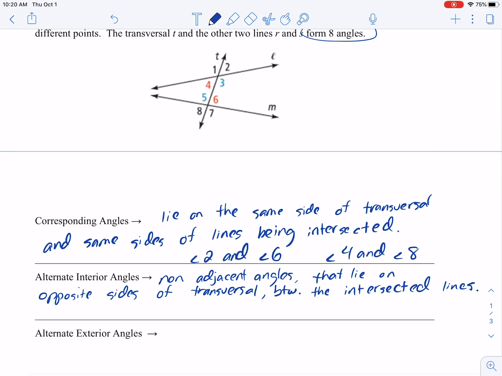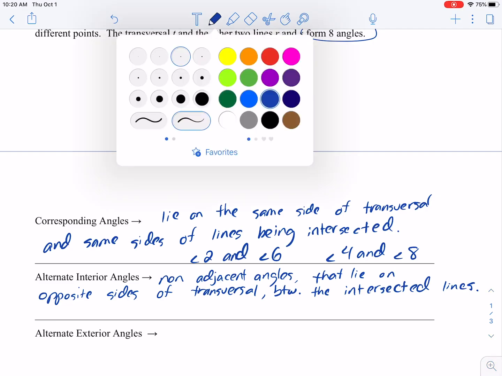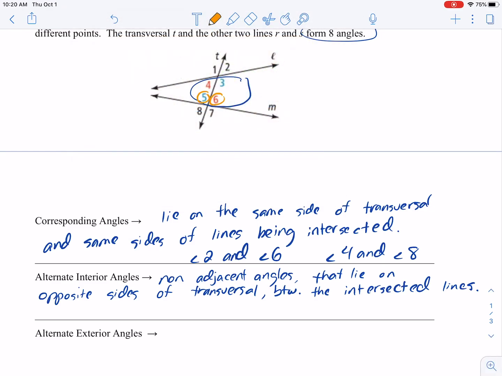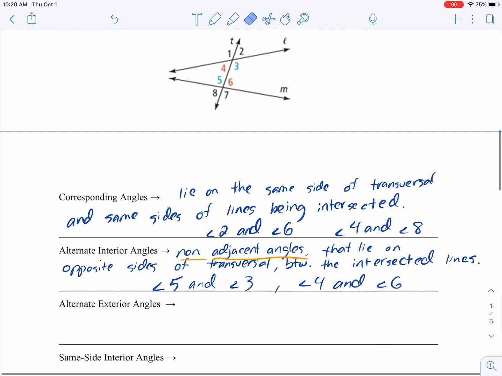So if we're looking at all the angles that are in between the intersected lines, that would be 4, 3, 5, and 6, and they need to lie on opposite sides of the transversal. So yes, we could say 5 and 6, they're on opposite sides of the transversal, but they need to be non-adjacent. So we could not say 5 and 6, we would instead say 5 and 3, or angle 4 and angle 6. Just two pairs. There's always just going to be two pairs of alternate interior angles.